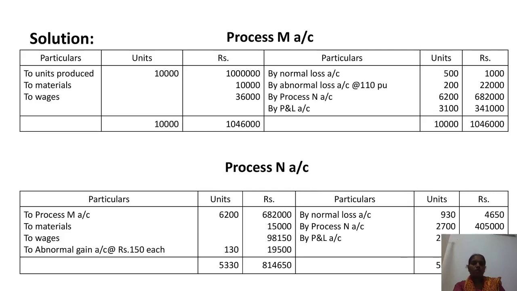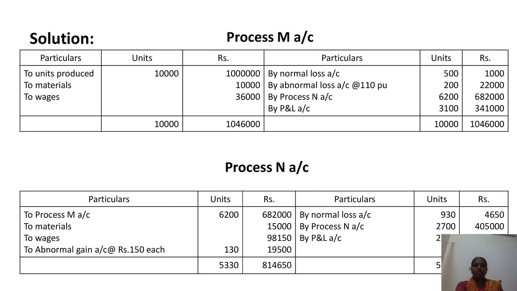Then the rest of the amount is 10,46,000 minus 1,000 minus 22,000, we get some amount. So that should be divided in the 2:1 ratio, that is process N account 6,200 and profit and loss account 3,100, 2:1. So in the same way the amount should also be divided 2:1. So totally we got roughly 10 lakh 23,000, and that amount should be divided in a particular ratio, that is 2:1.